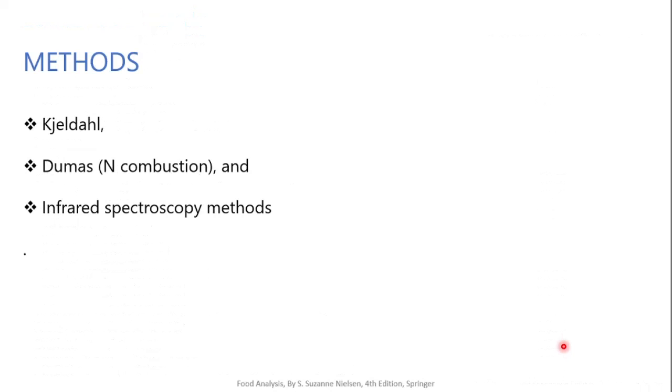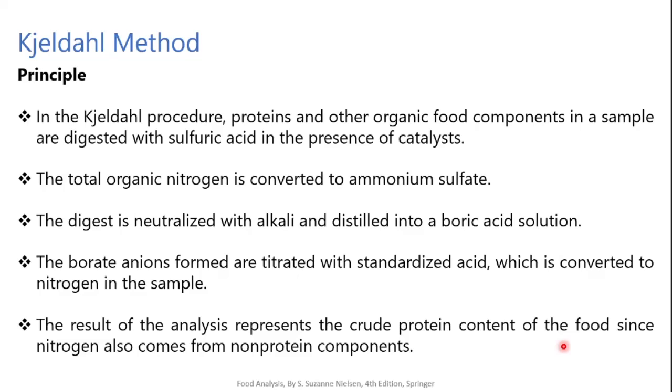Now next one is the different methods. Generally, principles, general procedures and applications are described for various protein determination methods, such as, for the estimation of proteins, the Jadhav method, the Dumas method, and the third one is the infrared spectroscopy method. Beyond that, other methods are commonly used in nutritional labeling and quality control applications.